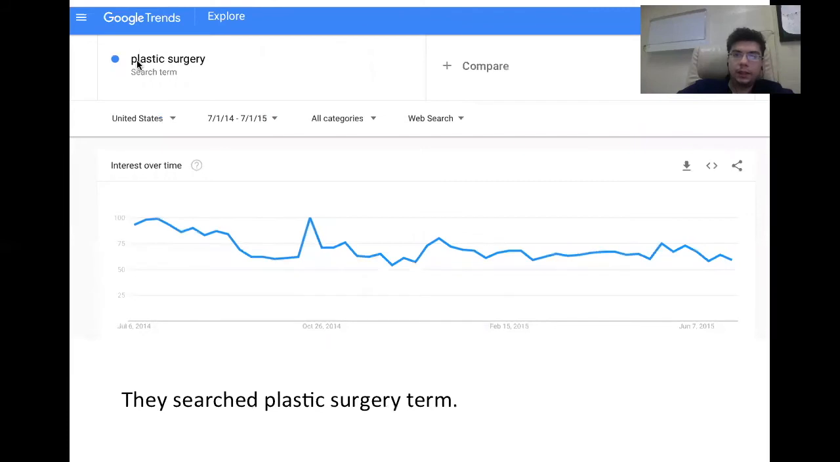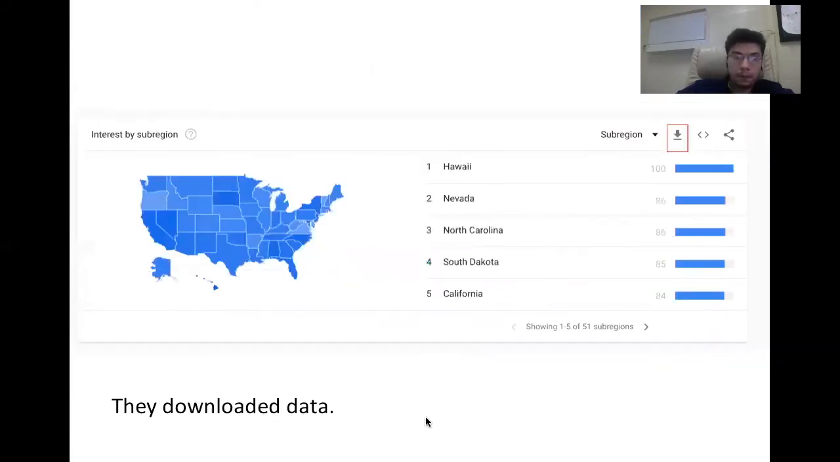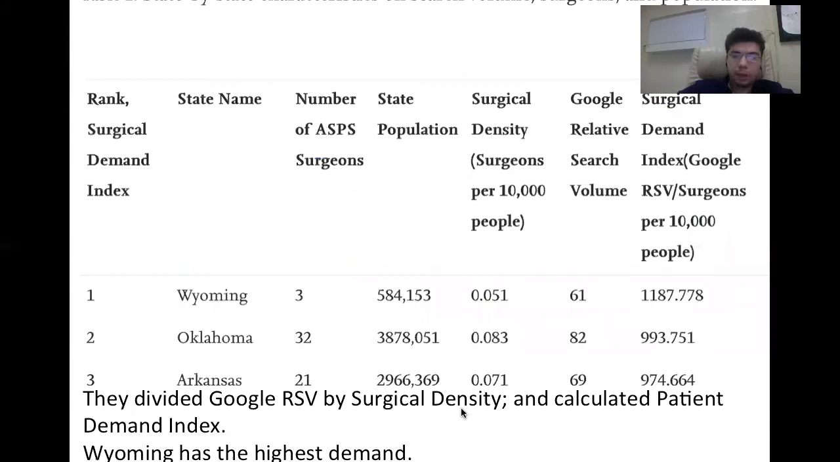What the investigators did was that they used the keyword plastic surgery team and put it on Google Trends. They then downloaded the data from each state of USA from here. After this, they divided the Google relative search volume by surgical density, that is, surgeons per 10,000 people. And then they calculated the patient demand index. With such a study, the investigators could find out that Wyoming had the highest demand for plastic surgeons and Oklahoma had the second highest demand for plastic surgeons. So with such data, you can properly redistribute the healthcare resources.